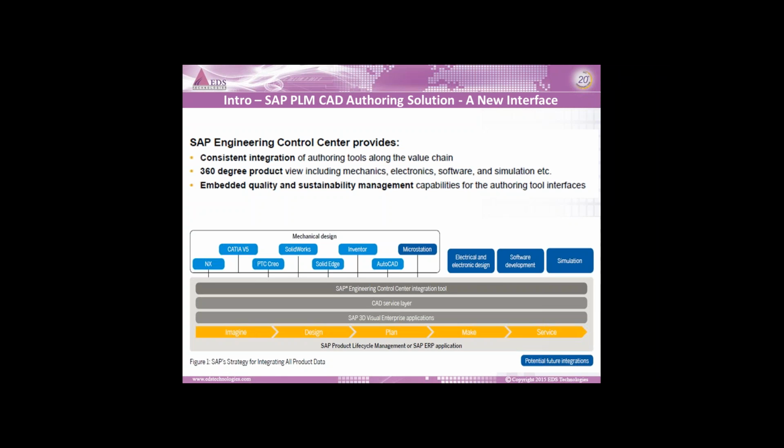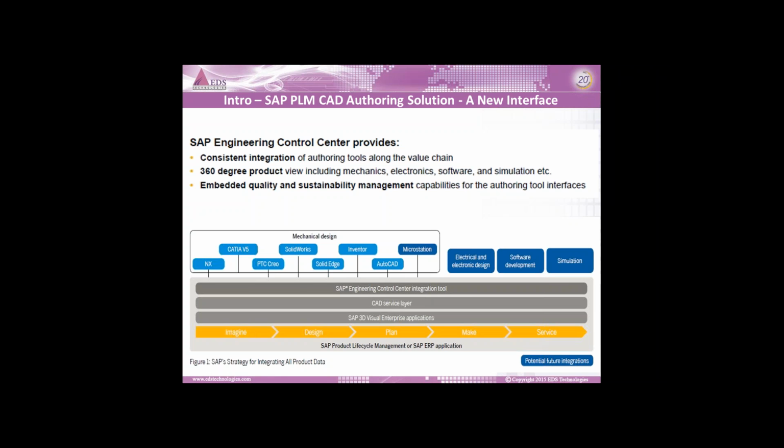And over the top of that, you see the CAD service layer, and the new interface that we are talking about is the SAP Engineering Control Center integration tool. This Engineering Control Center tool integrates any of your mechanical CAD software or your electrical CAD software as mentioned over here. It could be your CATIA V5 in use, or Unigraphics, AutoCAD, Inventor, Solid Edge, SolidWorks, any of these CAD platforms.